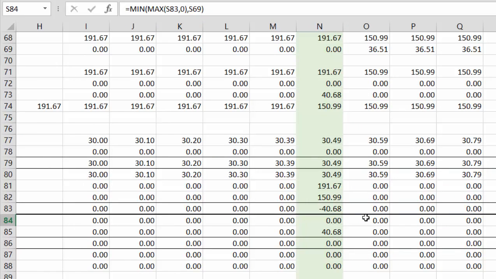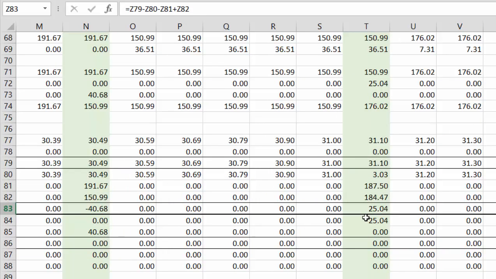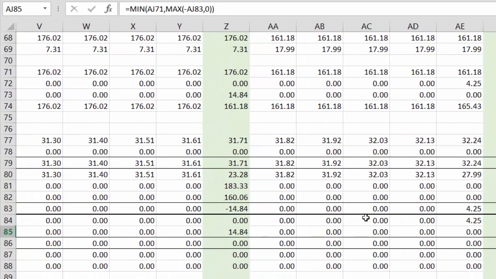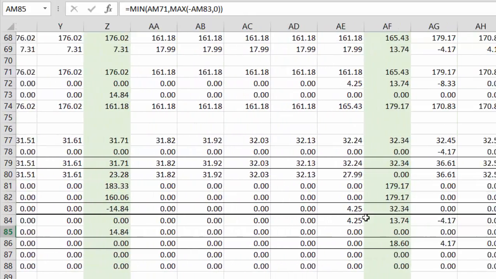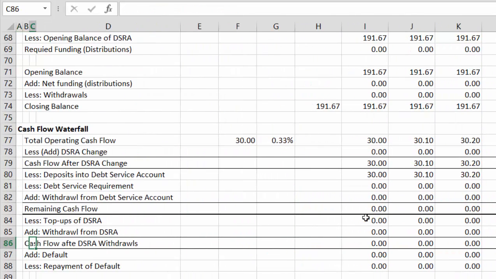Next period, did we really have enough cash flow to pay off things? I suppose we did. So we put it back and top it up. This one, we had some negative cash flow, so we take it out. I'm not quite sure. Something doesn't look right to me, because it shouldn't have gone up and down like that.